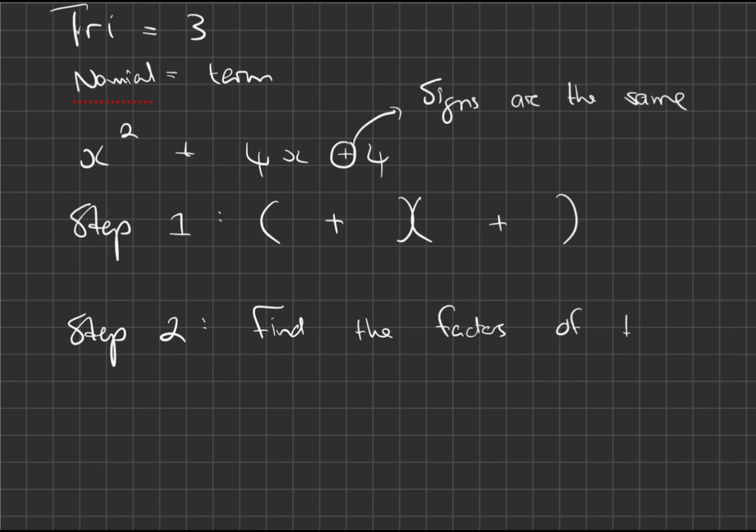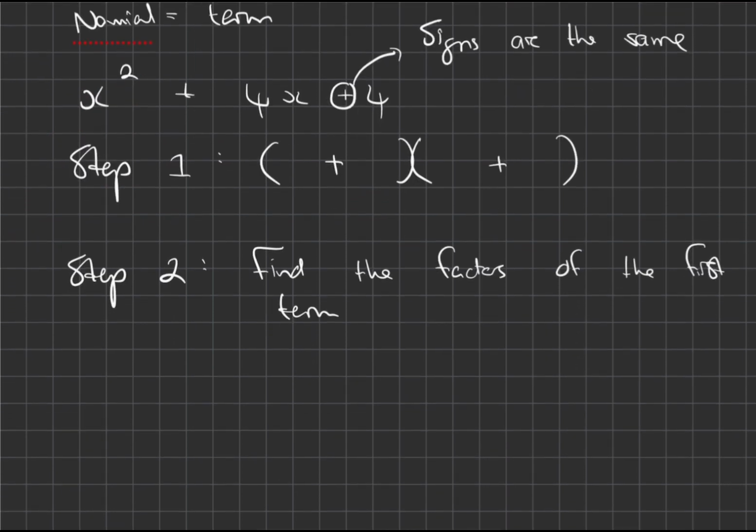of the first term. So what was the first term in this trinomial? It was x squared. So what are the factors of x squared? Yes, it's going to be x and x. So we have x here, we had a plus sign, now it's going to be x, and then like that, right? Because we also had a plus sign there.